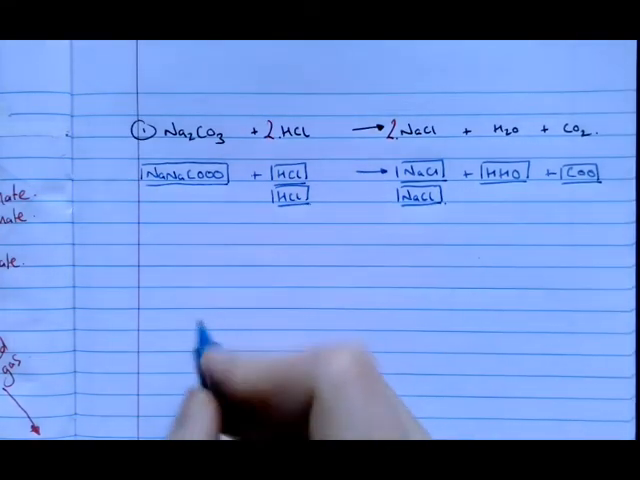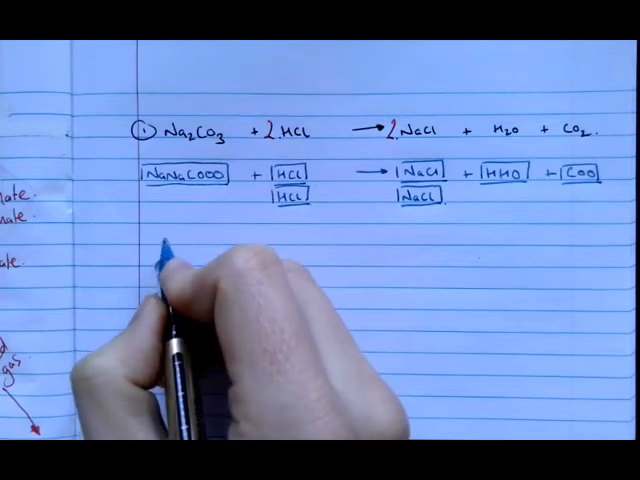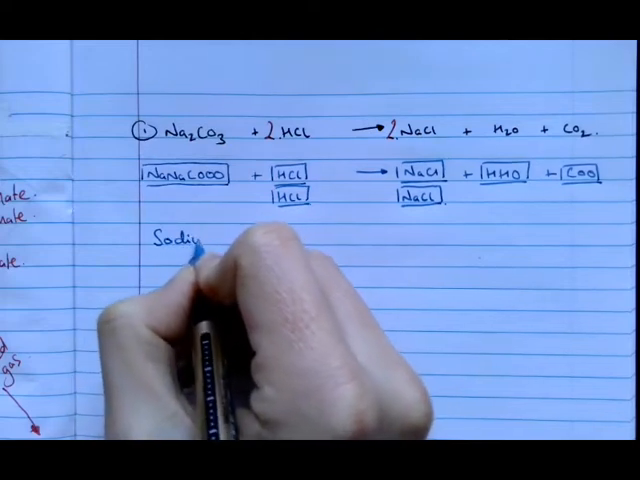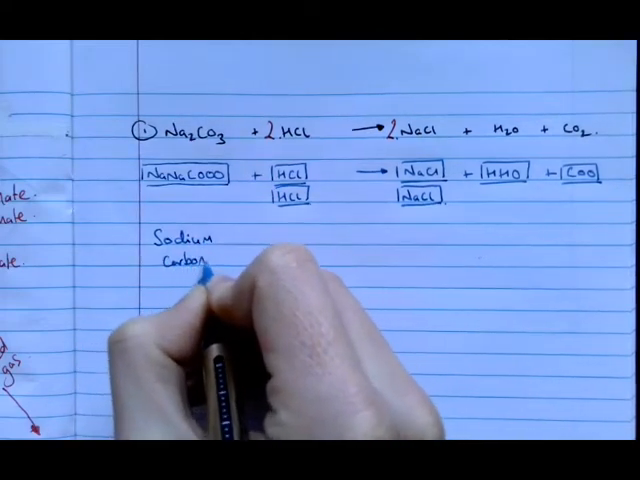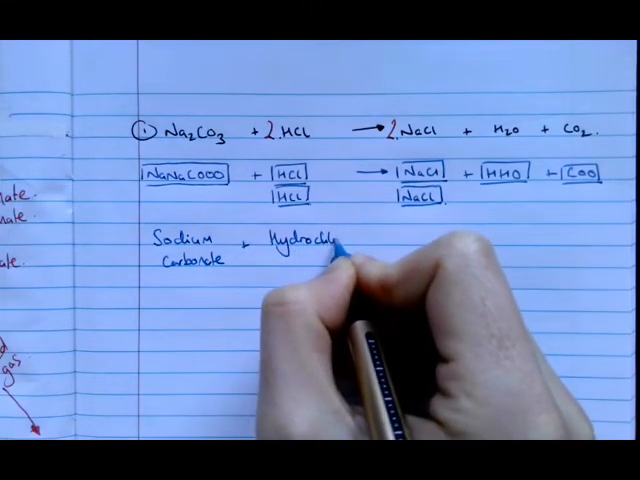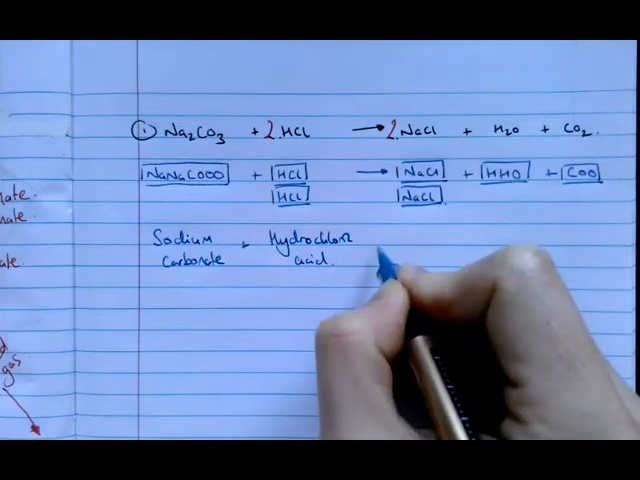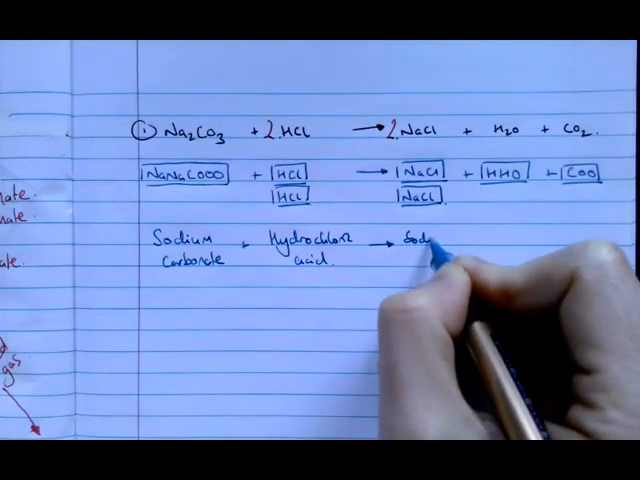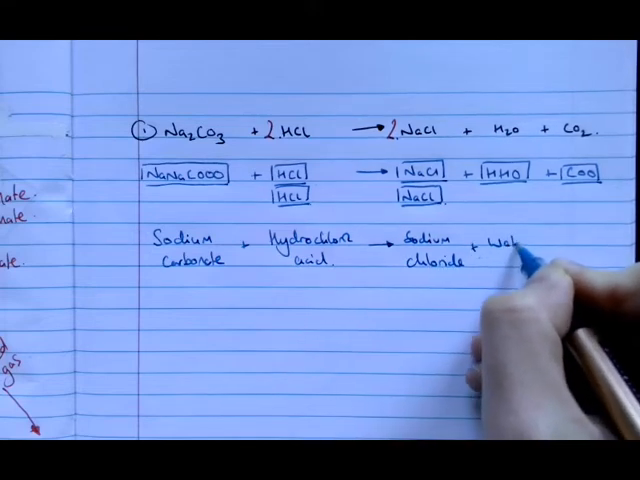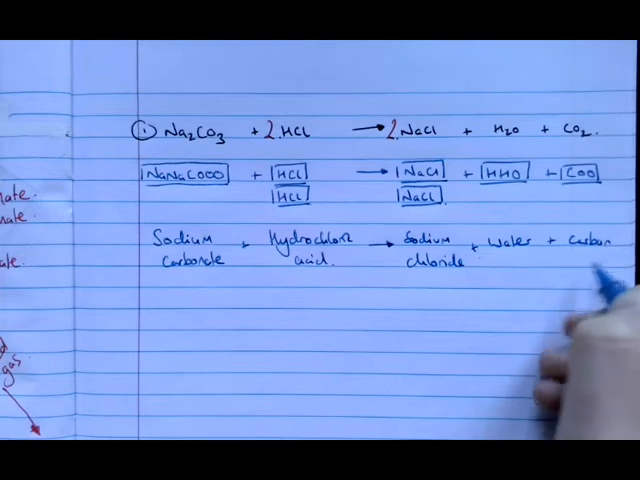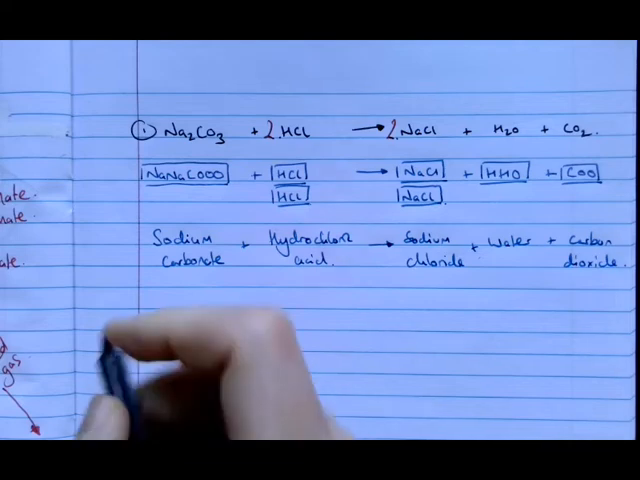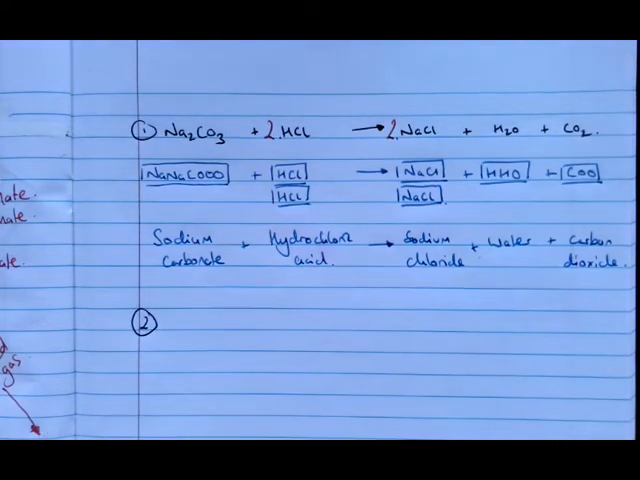And then underneath, you should write the word equation. So quickly pause it now if you haven't done that. Otherwise, it is going to be sodium carbonate plus hydrochloric acid gives you sodium chloride plus water plus carbon dioxide.